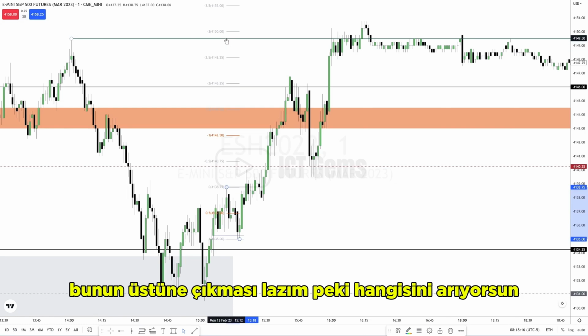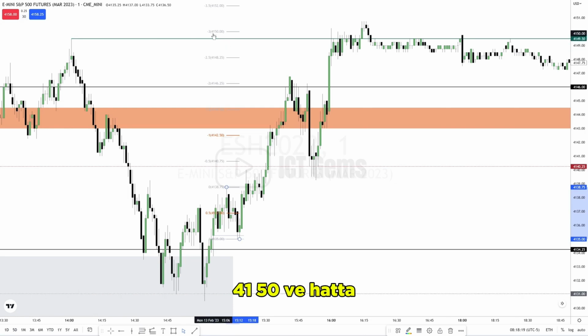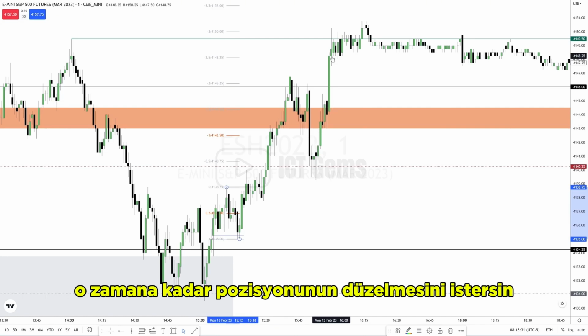So which one are you looking for? It has to go above it. So which one are you looking for? 41.50 even. And the final candle here at 1600, which is 4 o'clock, you want to have your position squared by then. What's the high of that candle?